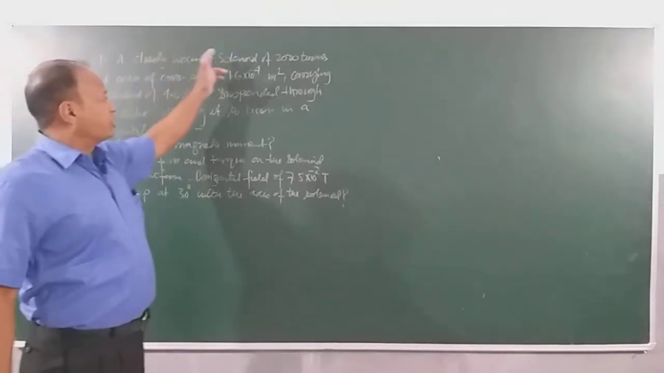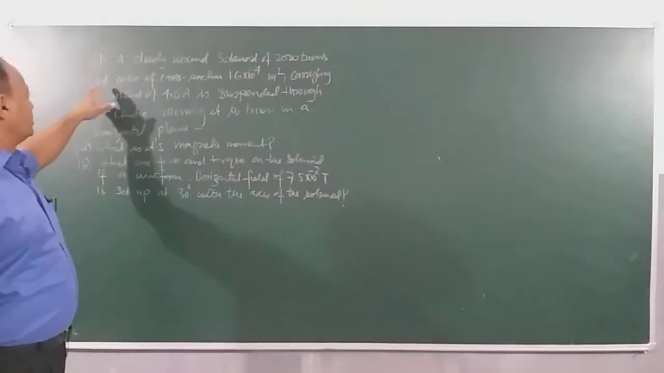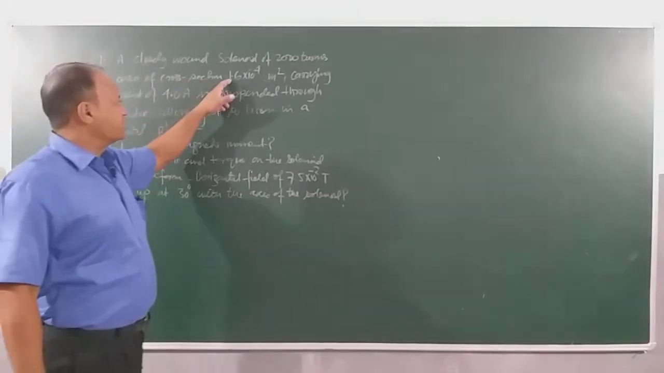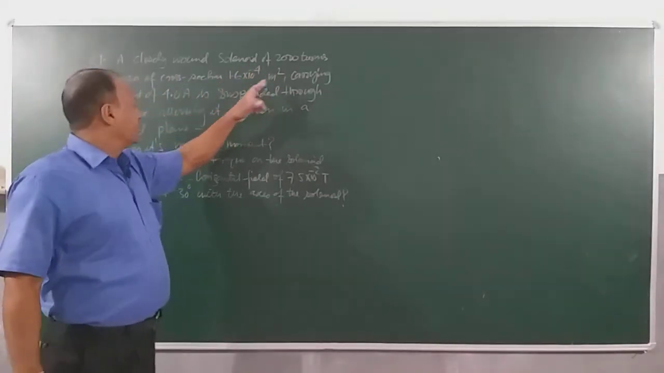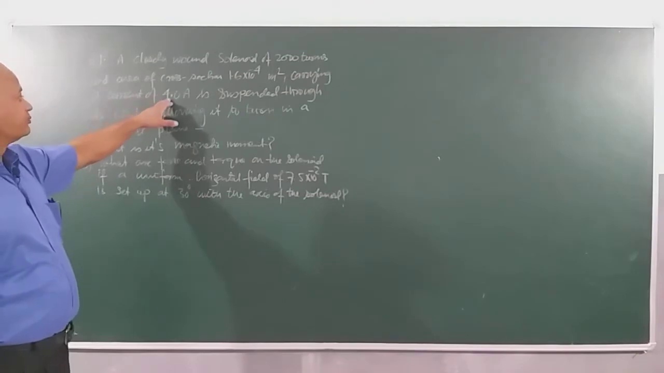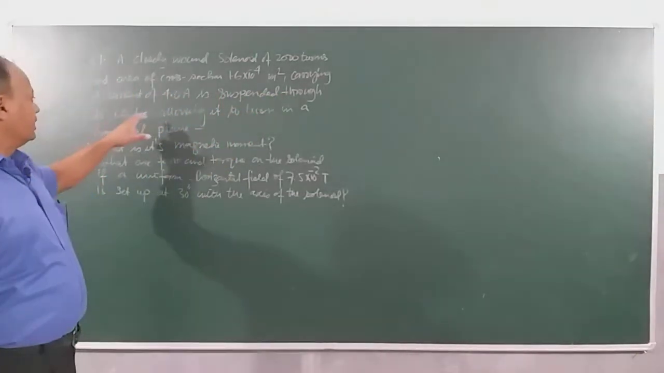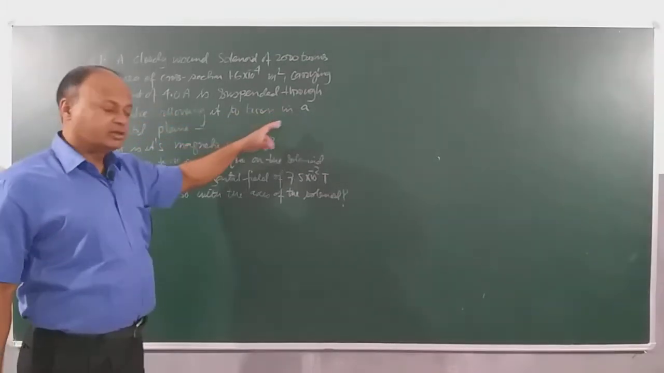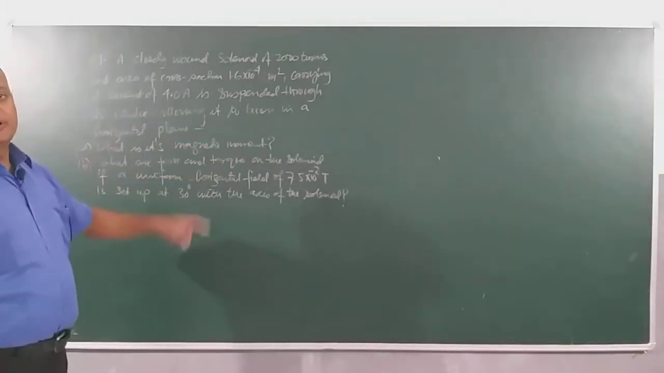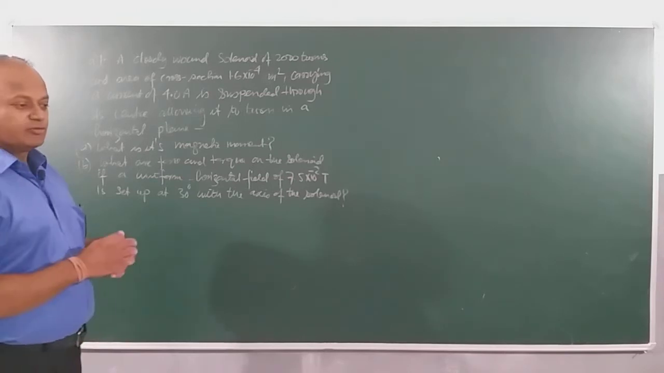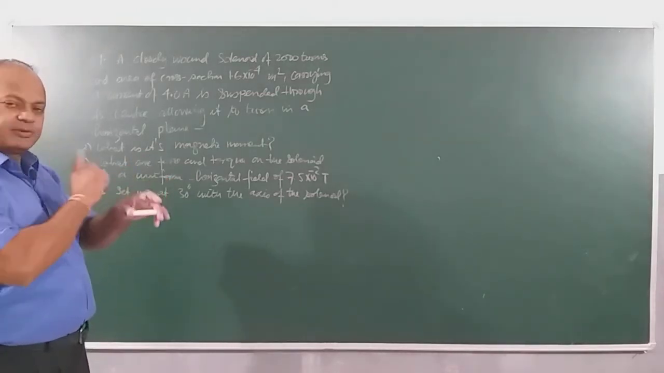A closely wound solenoid of 2000 turns and area of cross section 1.6 into 10 to the power minus 4 meter square, carrying a current of 4 ampere, is suspended through its center, allowing it to turn in a horizontal plane. It's turning in what plane? This plane, horizontal plane, right?